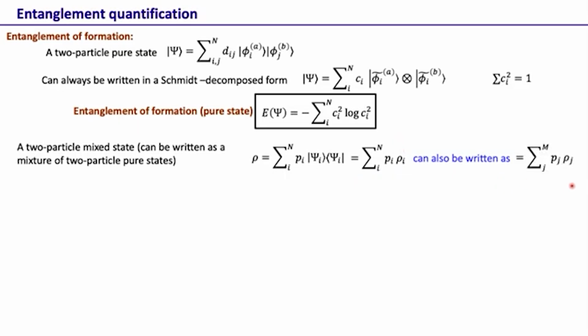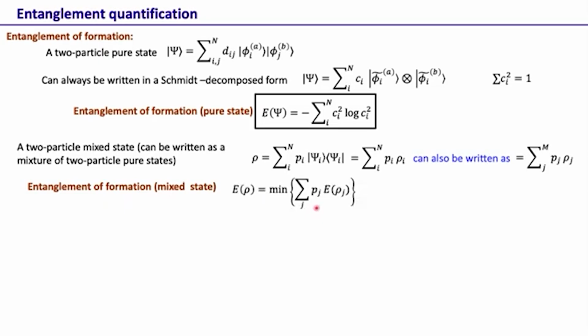There can be many more such representations of that two particle mixed state. There can be several different ways of writing it as a mixture of two particle pure states. Of course, this m will be different than n, need not be equal. So the entanglement of formation of a mixed state is defined using this quantity.